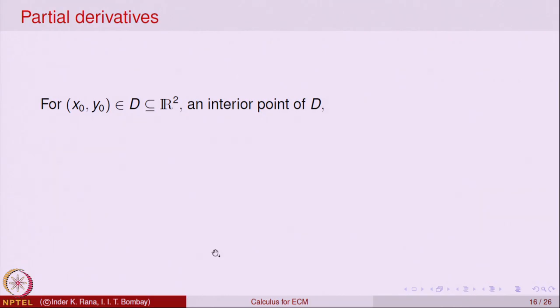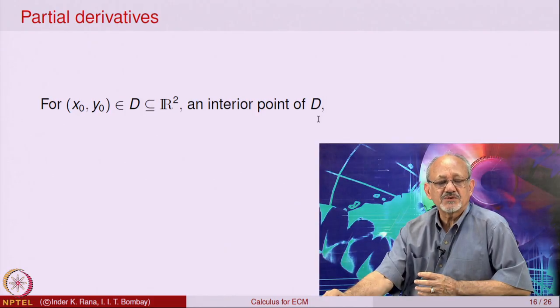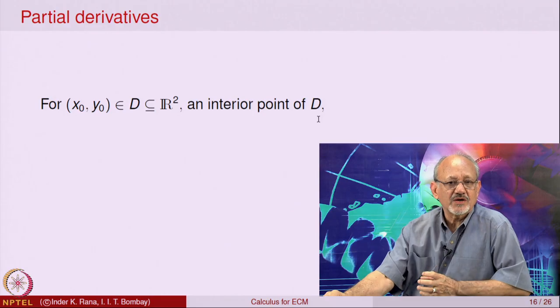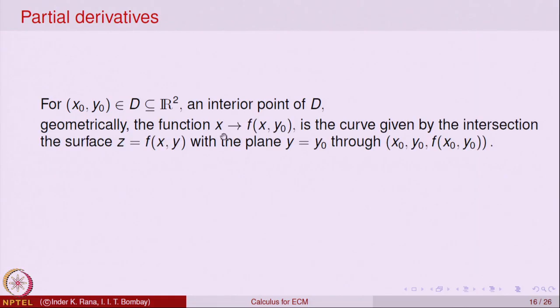So, here is a function of two variables, and x naught, y naught belonging to D is an interior point in the domain. Whenever we want to look at continuity or differentiability, we normally look at interior points in the domain, not the end points or boundary points, so that you are able to move around in a neighborhood of that point. Okay, geometrically, this is a function.